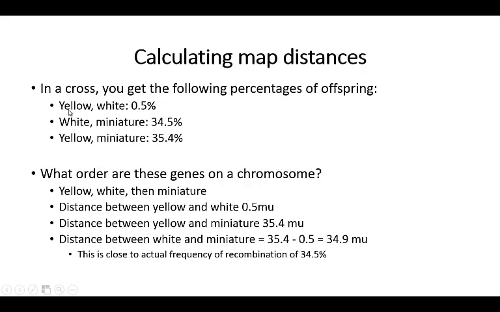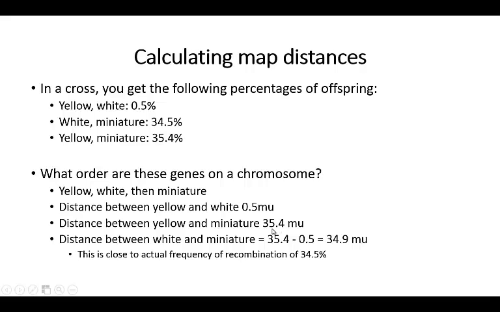You know that yellow and white must be very close to one another because you have such a low percentage here. Okay, and what we can say is that because there's the crossing over event of 0.5% here, you can say this is about 0.5 map units. The distance between the yellow and the miniature looks like that's the biggest number here, so the miniature must be the furthest on the right.